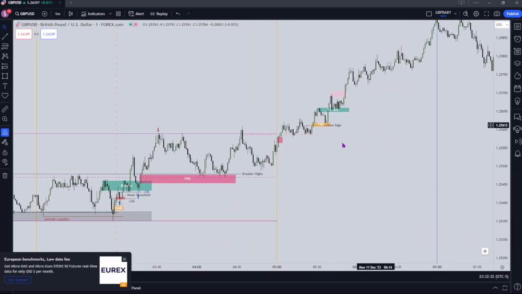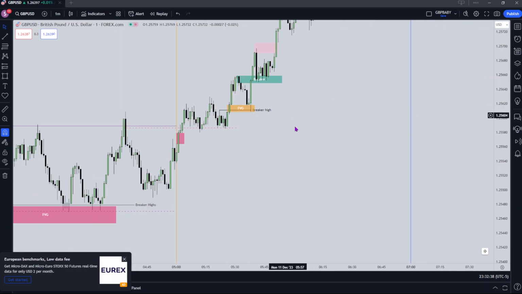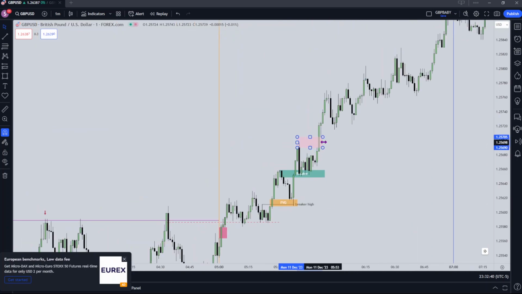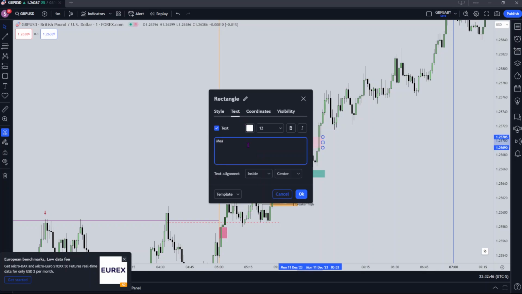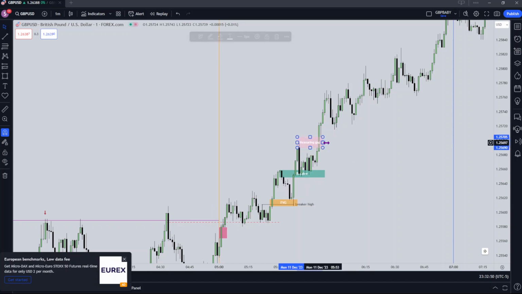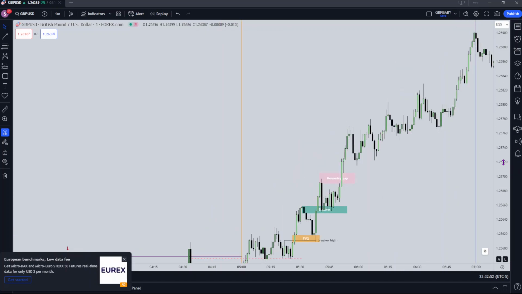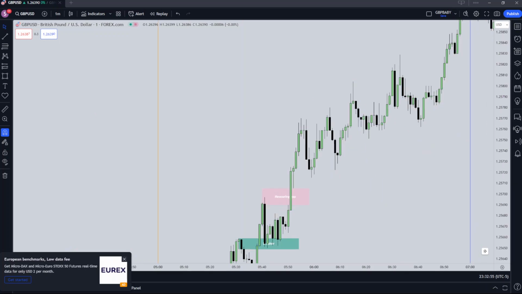But if this is the original consolidation, I guess we have... things like that I'm not very clear on, but we can only get through practice. I'm going to call this a measuring gap because it's on the way up. So we expect this to be left open, and we expect continuation.